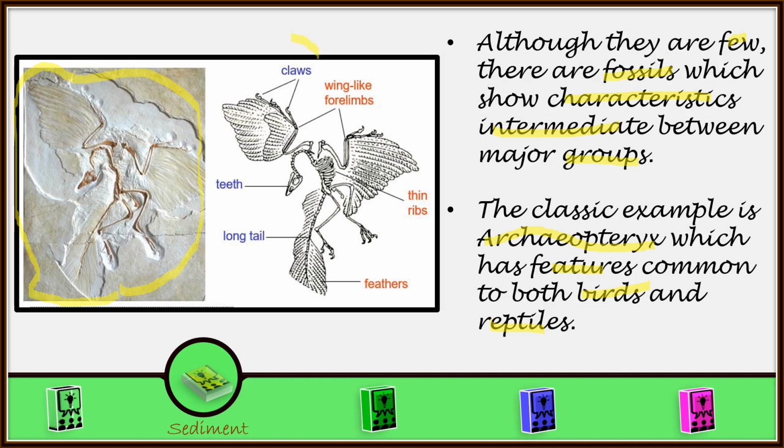For example, these ones that you are seeing in blue, the claws, are features of the reptile, and the long tail. Then there are these other features which you are seeing in red. These are features of a bird: wings like forelimbs, thin ribs, and having feathers. So you can see there is an intermediate between the birds and the reptiles.